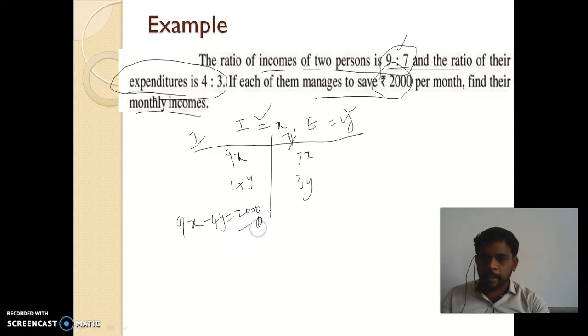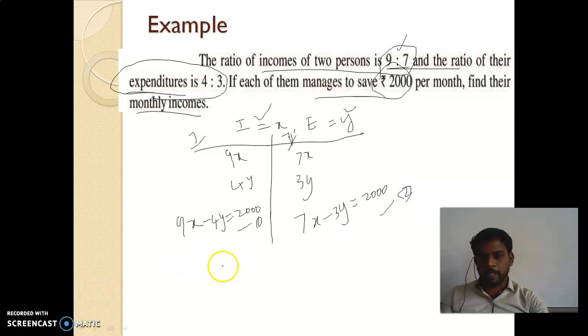And for the second person also, income is 7x and expenditure is 3y. So if you subtract expenditure from income, you will get saving amount. That one also they have given us 2000 only. So that is equation number 2. So that's all. If you solve equations 1 and 2, you will get the value of x and y.